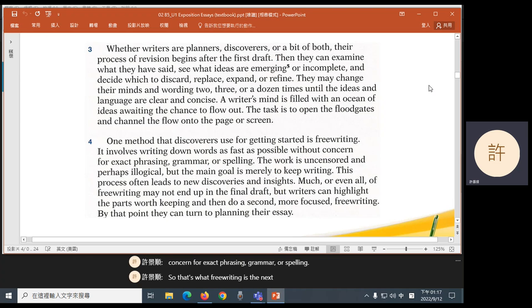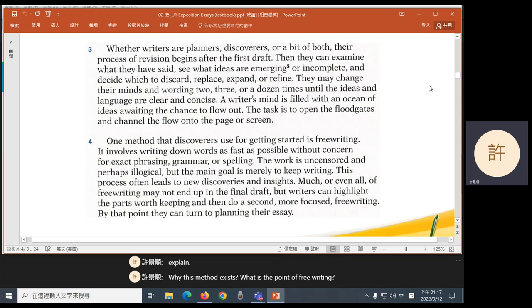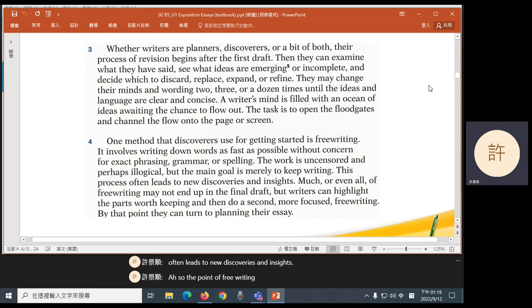The next sentence should explain why this method exists. What is the point of free writing? The work is uncensored and perhaps illogical, but the main goal is merely to keep writing. This process often leads to new discoveries and insights. So the point of free writing is not to write an essay. It is to get your ideas on the page and maybe come up with new ideas. So it does fit with the idea of a discoverer, a kind of writer that thinks on the page.